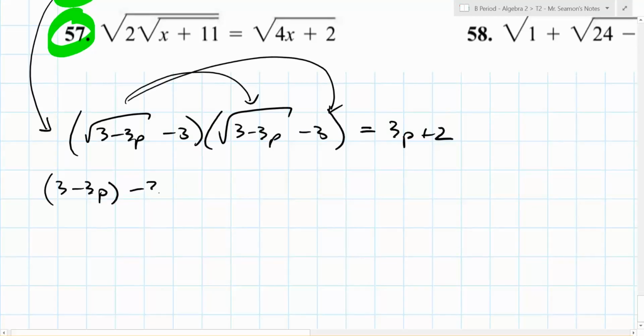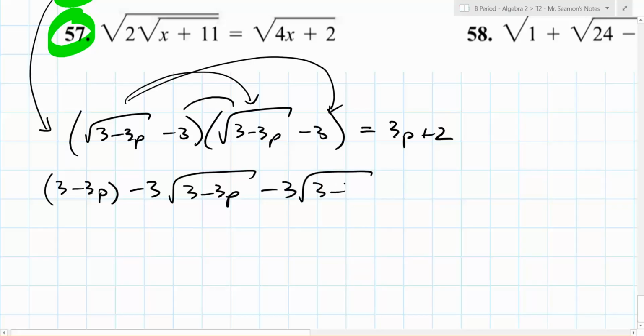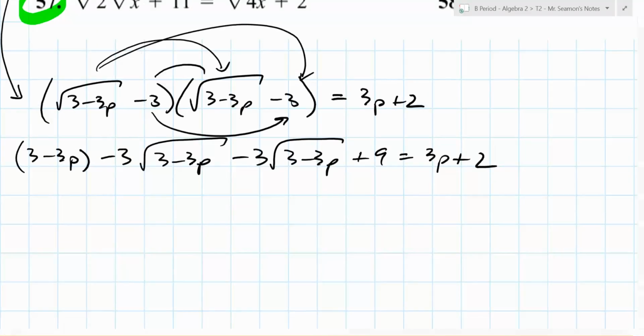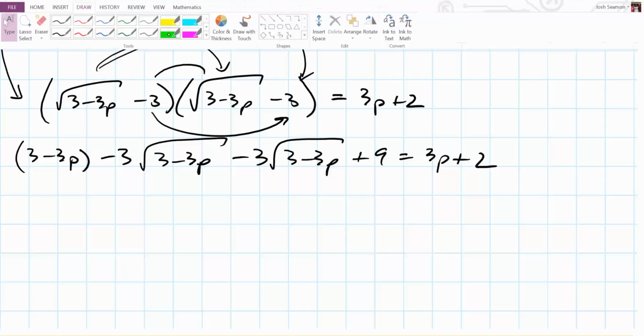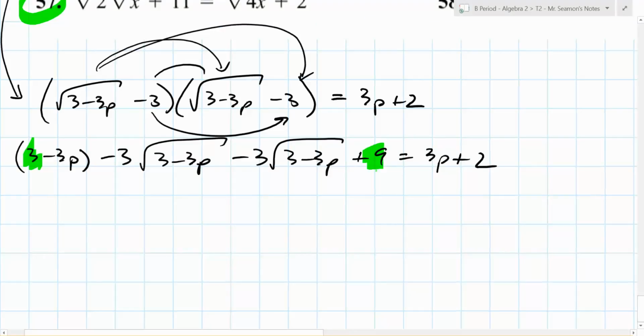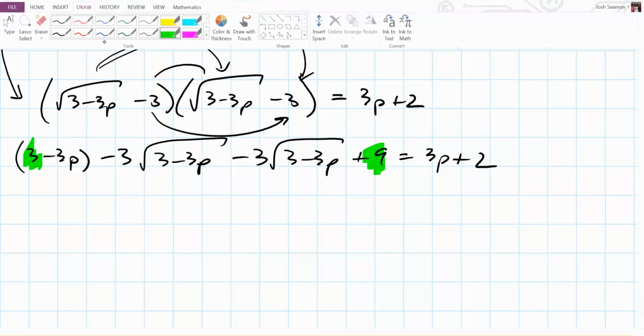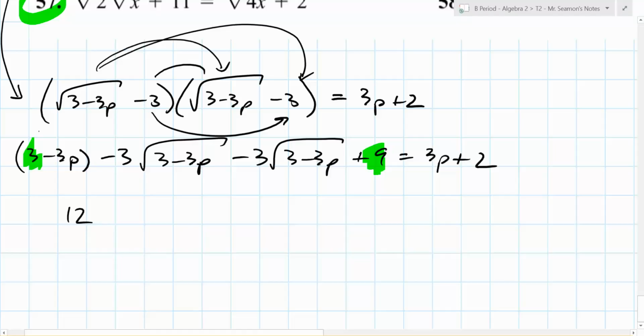Negative 3 times this. And then what do you get? Minus 3. Same thing. And what's negative 3 times negative 3? Positive 9. Equals 3p plus 2. Okay, so what can we combine on the left side? There's a 3 right here and a 9 right there. What does that become? Becomes 12. So we've taken care of those.